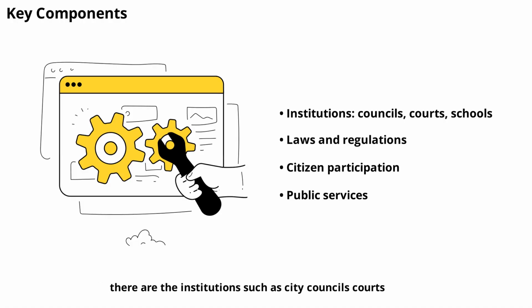First, there are the institutions, such as city councils, courts, and public schools, that carry out the functions of governance. Next, we have the laws and regulations that set the rules for behavior and decision-making. Civic systems also include processes for participation, like voting in public forums, which allow citizens to have a voice in how their community is run. Finally, there are the services provided to the public, from waste management to emergency response. Each of these components works together to create a functioning and responsive civic system.